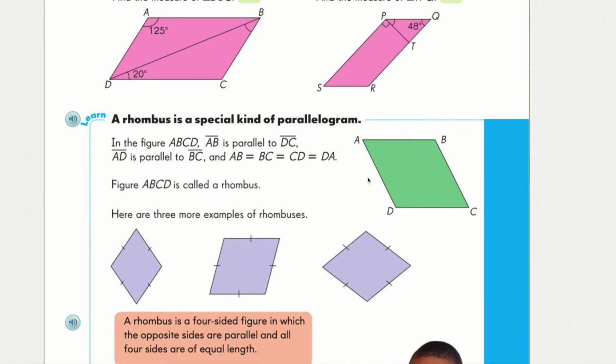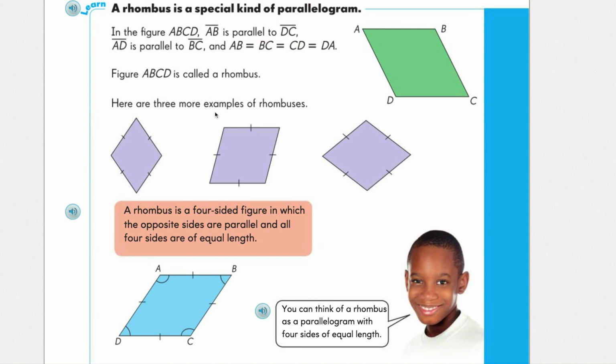A rhombus is a special kind of parallelogram. In the figure ABCD, AB is parallel to DC. AD is also parallel to BC, and AB is equal to DC in length, and also CD is equal to BC, and all of the sides are equal. So these are all examples of rhombuses. If it has this little line here, that means that the sides are equal.